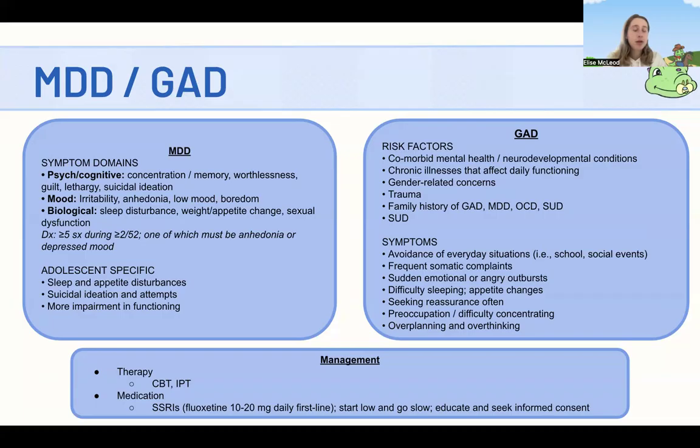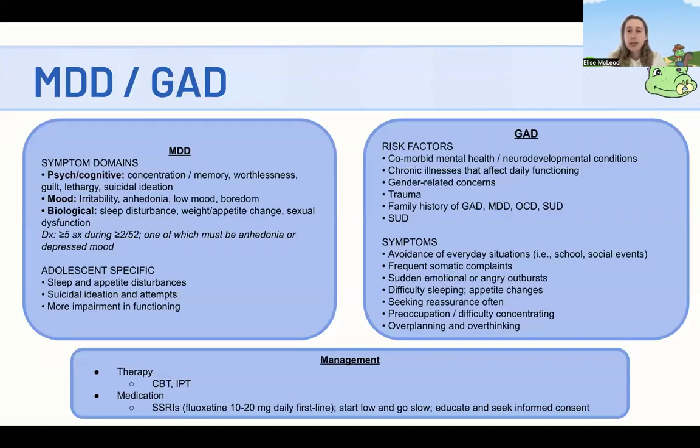And the diagnosis is more than 5 symptoms during a period that's greater than 2 weeks, and one of those symptoms must be anhedonia, so that disinterest, that lack of motivation, or a depressed mood. Looking specifically at adolescents, sleep and appetite disturbances are quite commonly reported. Suicidal ideation and attempts, and they often have quite high impairments in their functioning, so might have a lot of missed school, for example.